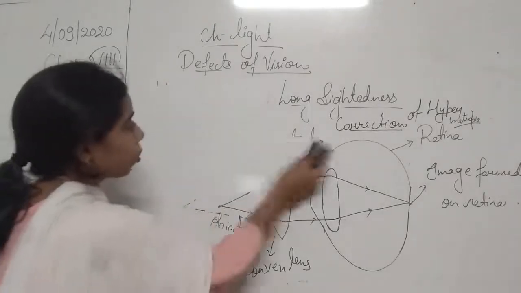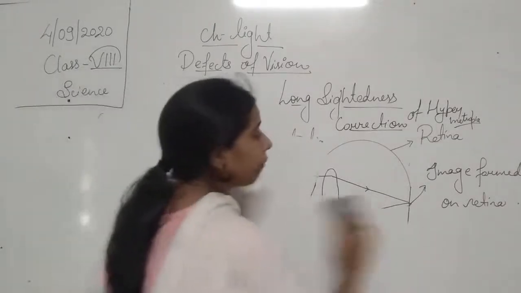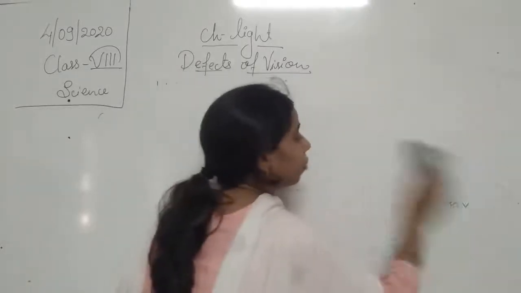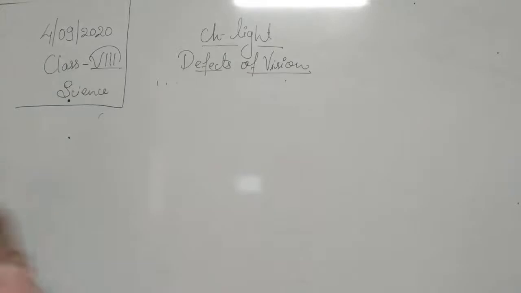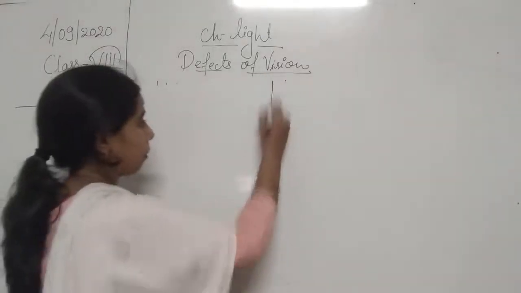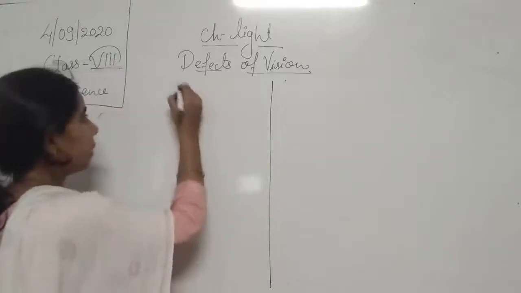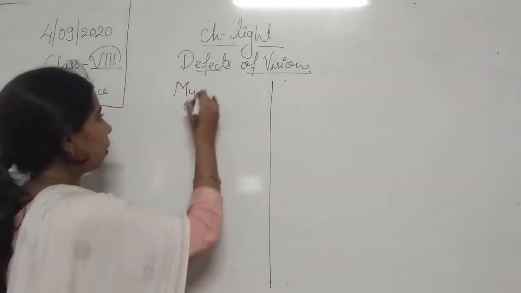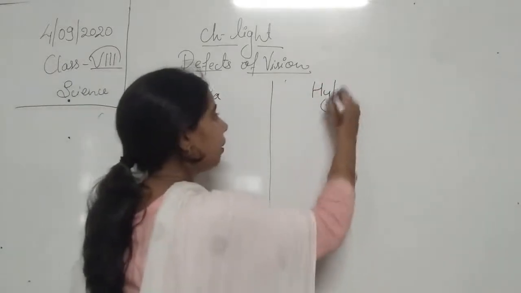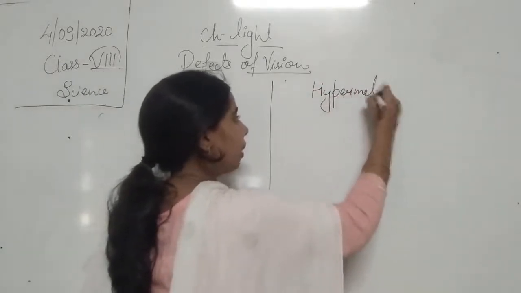Most of the time this question is asked: how can you differentiate between myopia and hypermetropia, students? So we can write it. First one is myopia. Here it is myopia. And the second one is hypermetropia.